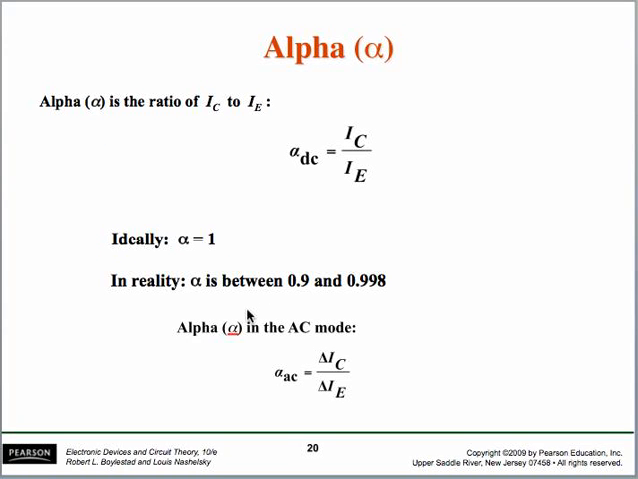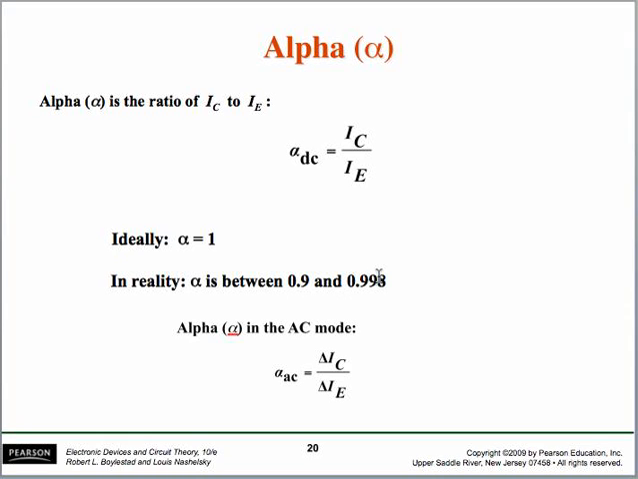And I want to introduce to you the alpha constant, the alpha coefficient. Alpha coefficient is the ratio of IC over IE. So alpha, you get it by calculating the ratio of IC over IE. And ideally alpha should be 1. But in reality you get a value of very close to 1. It is 0.9 to 0.998.